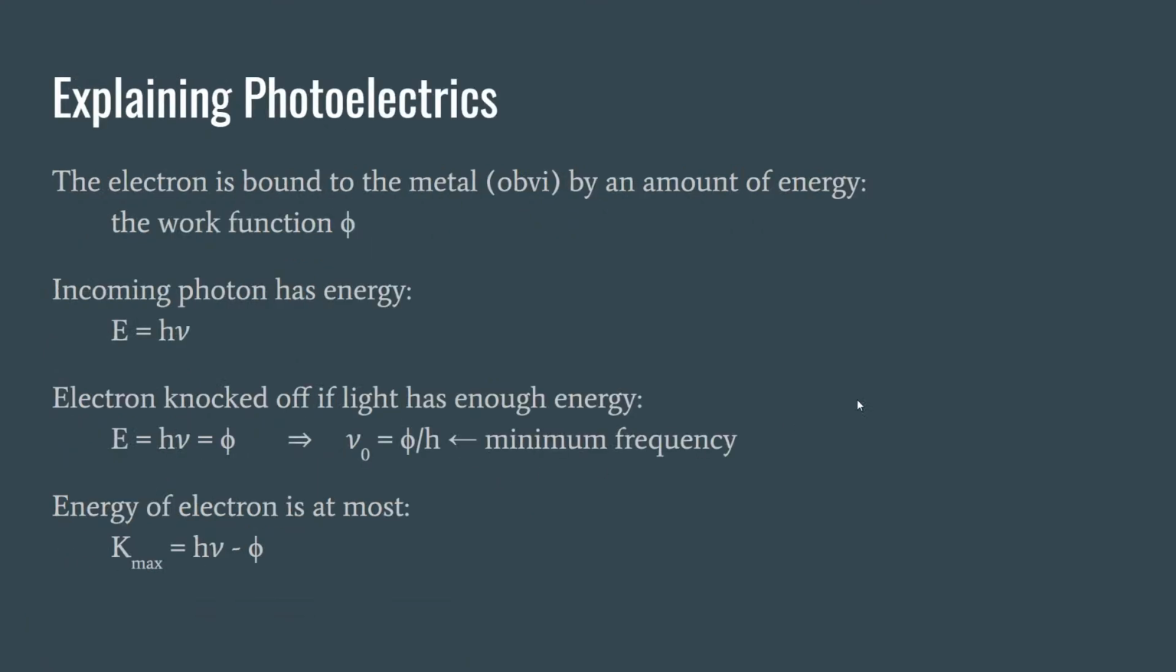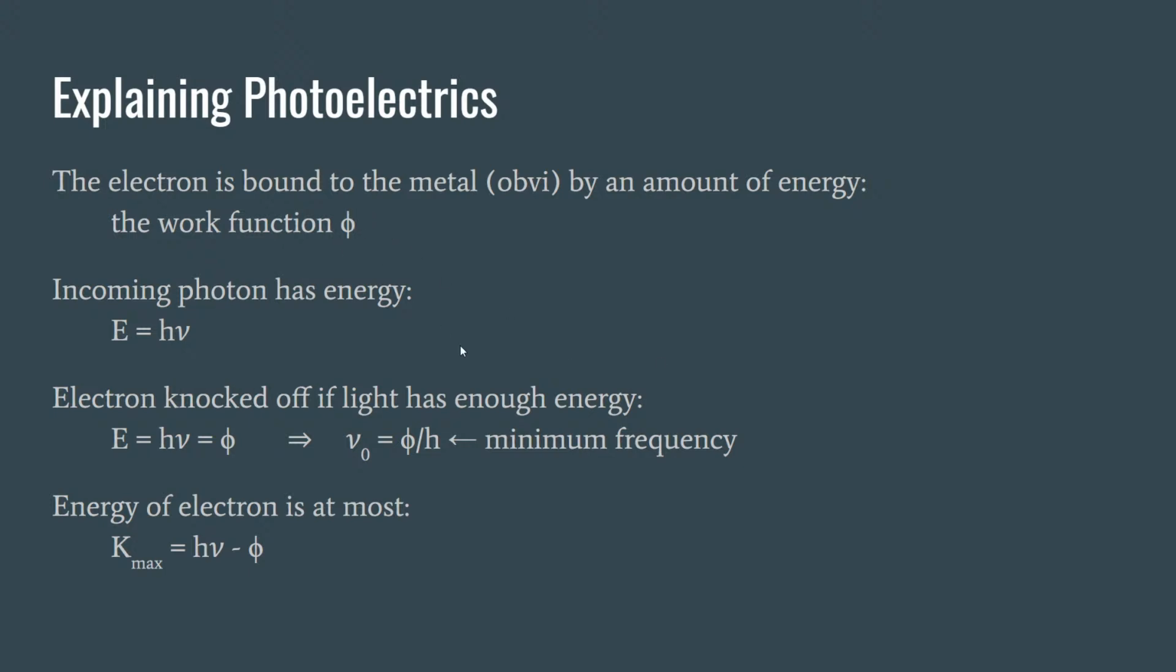So, the way he worked this out, he said that the electron is bound to the metal. It has to be, otherwise electrons would just come flying off without any prompting by light. So they have to be bound to the metal, and they're bound to the metal with a certain amount of energy. He called the amount of energy binding the electron to the metal the work function, and they symbolized that with the Greek letter phi.